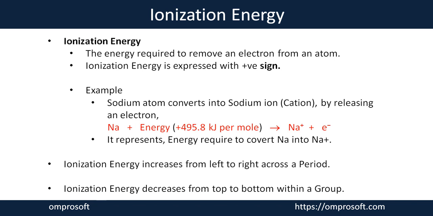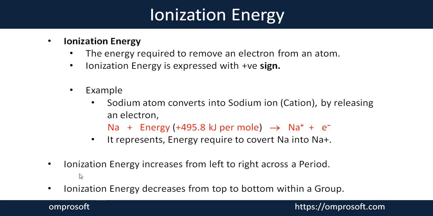Mostly this ionization energy applies to metals, because metals always lose electrons from their outermost orbital and get a positive charge. And ionization energy works there to remove the electron from the outermost orbital and make them positive ions. Here, if we discuss the periodic table, how does the value of ionization energy change?